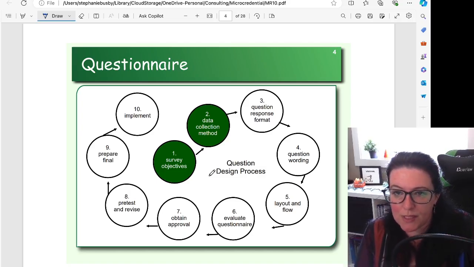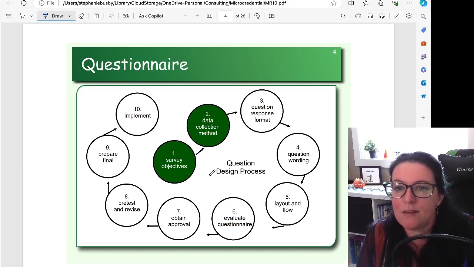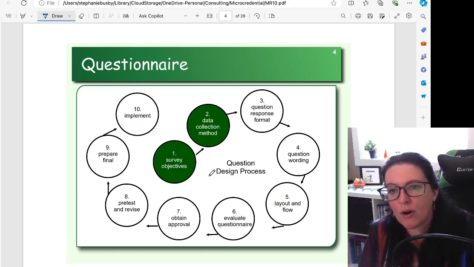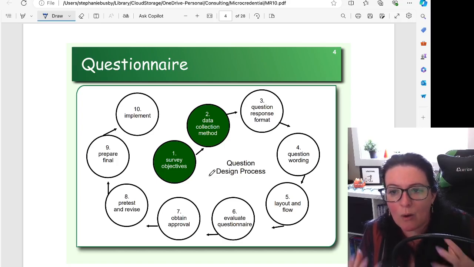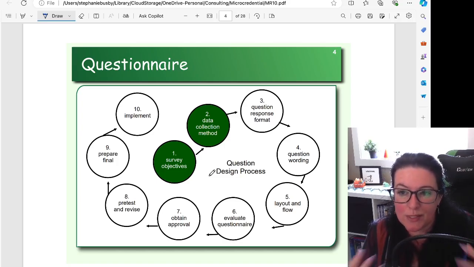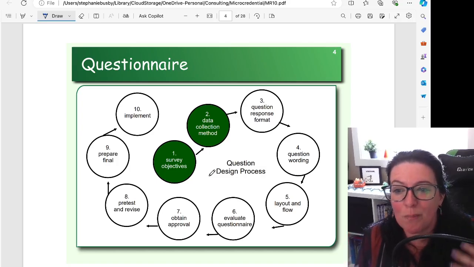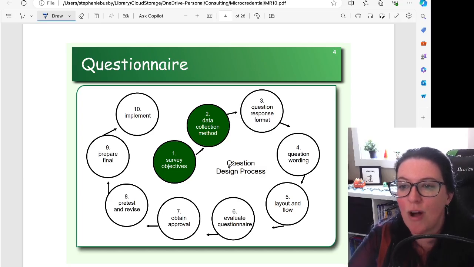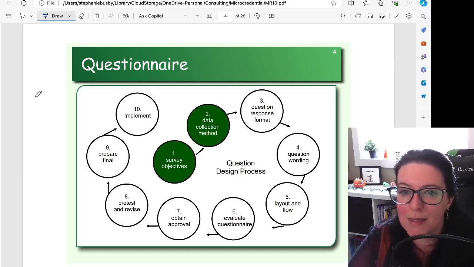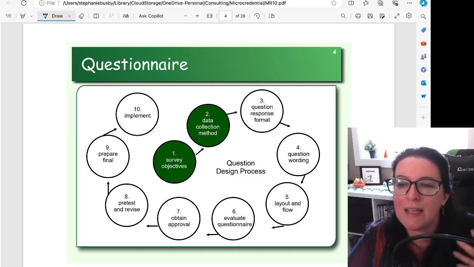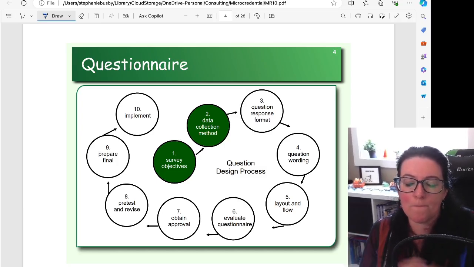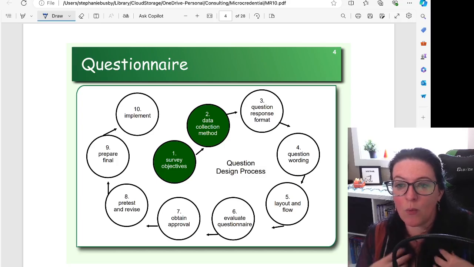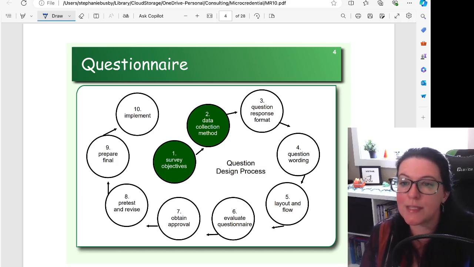So in the next couple videos, what we're going to be doing is working through the questionnaire design process. We start with some objectives. We come up with our data collection method. How are we going to get this information? So a survey. It's going to be answered by whom? Is it going to be paper? Is it going to be electronic? How are we going to do it? Is it going to be sent out by email? Is it going to be something where they get a code and they go to a site? How are we actually going to collect the information?